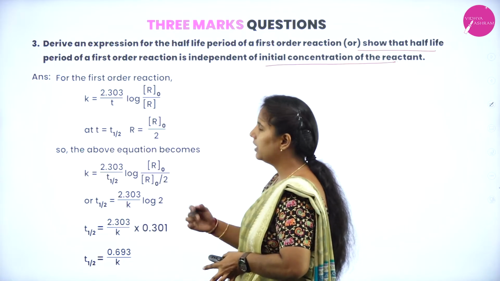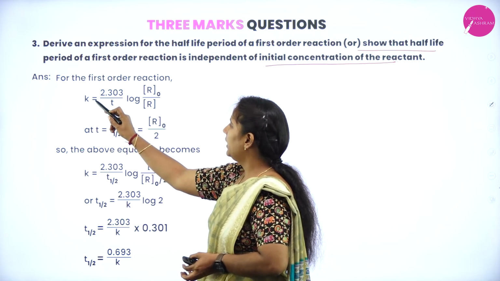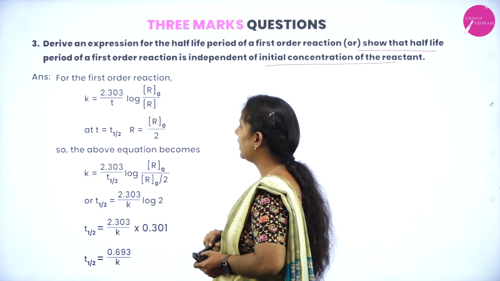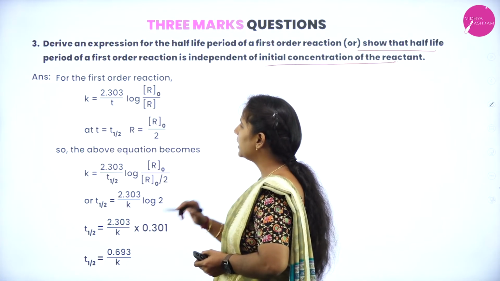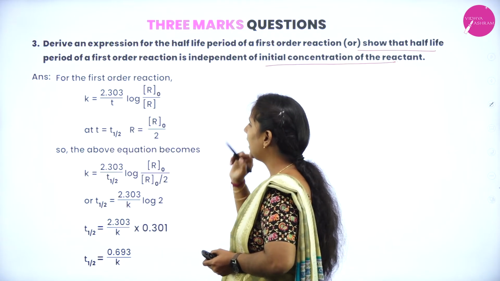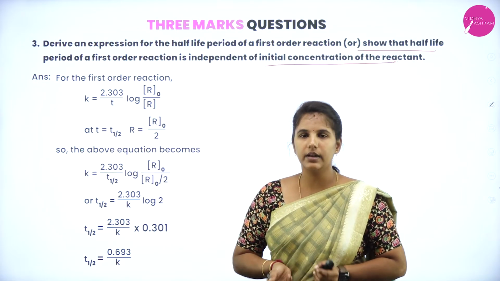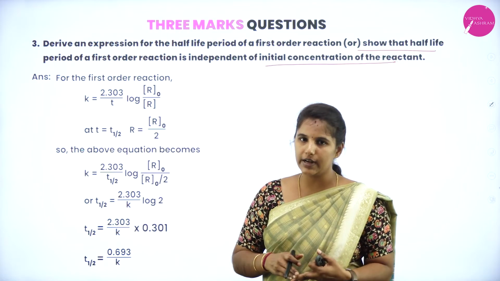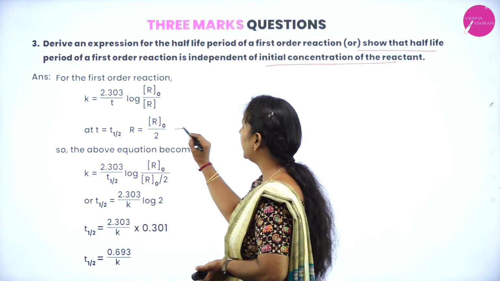We know that the first order integrated rate equation is K equal to 2.303 divided by t into log of R0 divided by R. Now we are considering the half-life period, so I will consider t as t half and the concentration R as R0 divided by 2, because R is the reactant concentration, which is half the initial concentration of the reactant. So the above equation can be written by applying this.